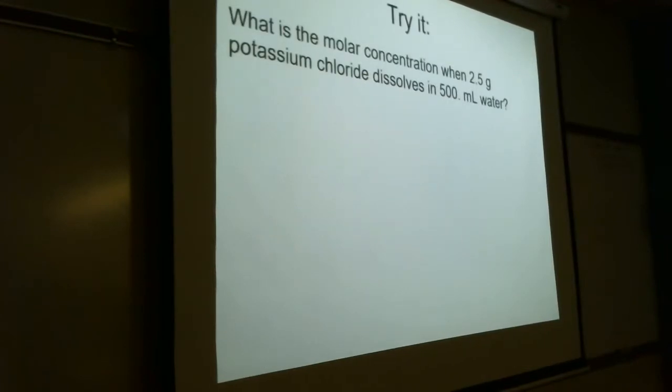So you just do this one, see if you remember how to do it. Hopefully the answer is yes. What is the molar concentration? That should tell me that my units are in molarity. What is the molar concentration when 2.5 grams potassium chloride dissolves in 500 milliliters of water? Take a minute and try this one. I'm going to pause the recording while you do.